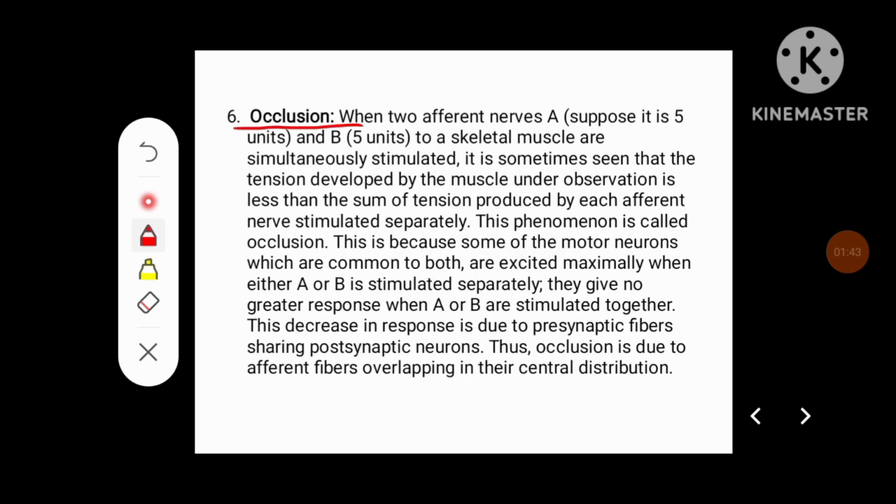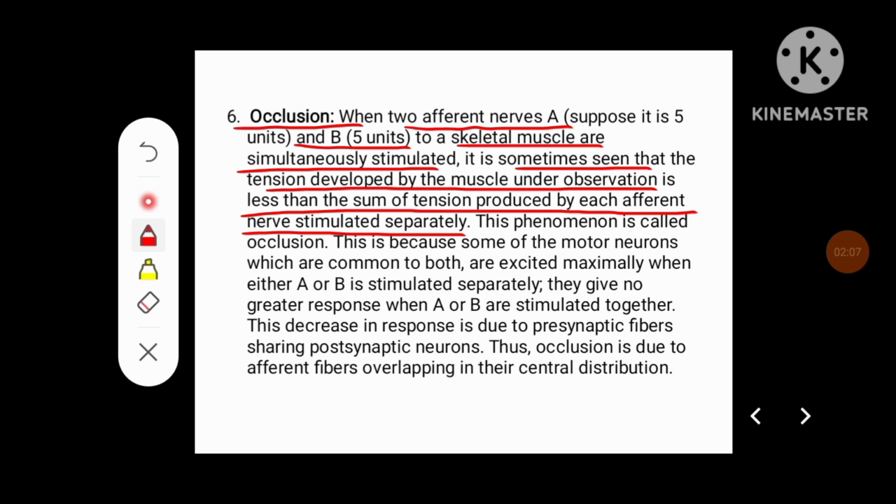Another property is occlusion. When two afferent nerves, A, which is supposed to be having 5 subunits, and B, which is again having 5 units, to a skeletal muscle are simultaneously stimulated, it is sometimes seen that the tension developed by the muscle under observation is less than the sum of tension produced by each afferent nerve stimulated separately, and this phenomenon is called occlusion.